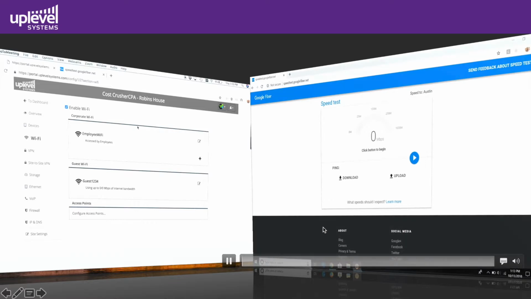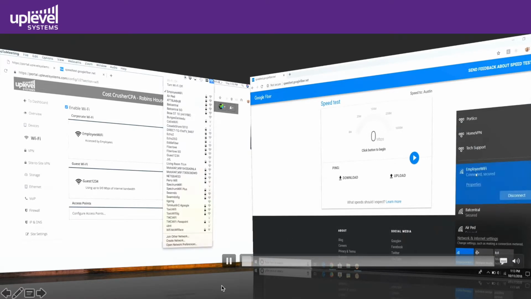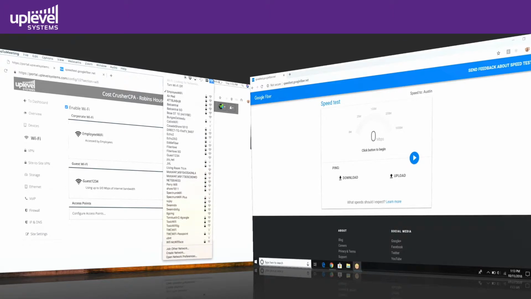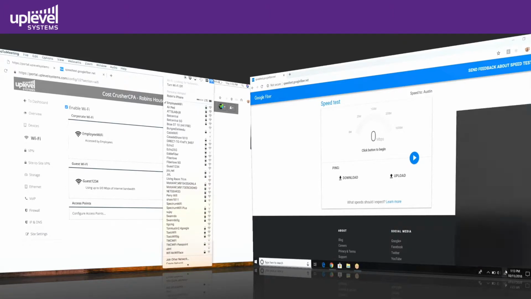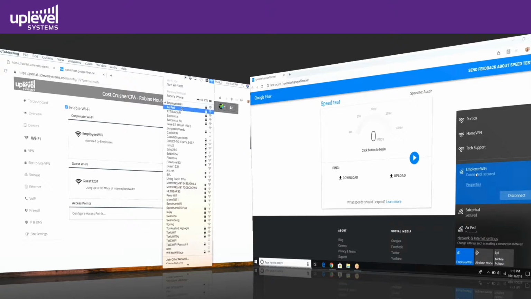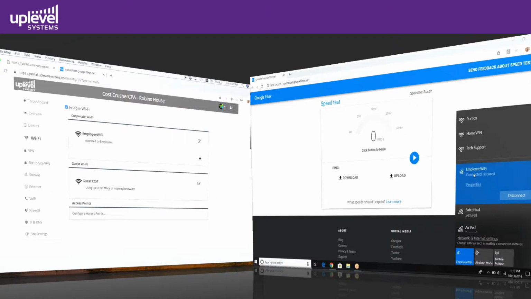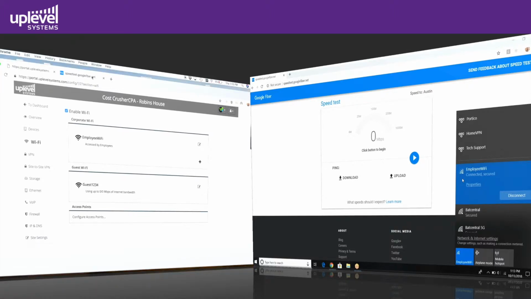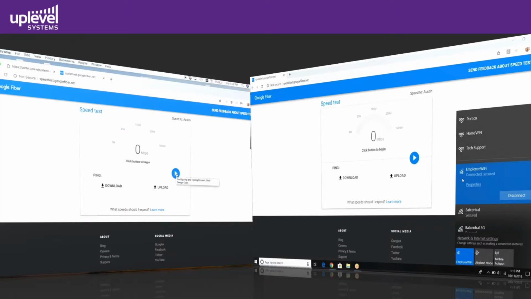So you'll see here both of my laptops are connected to this employee's Wi-Fi here. They're both connected to that Wi-Fi. You'll also see that is the SSID created on my Uplevel gateway here. So those are both connected to that same Wi-Fi. Now what I'm going to do is head over to my speed test up here, click go on just one of them. So we're just going to run one at a time right now to show you what the throughput would look like on just one computer.